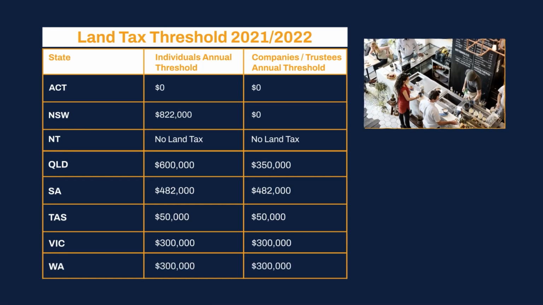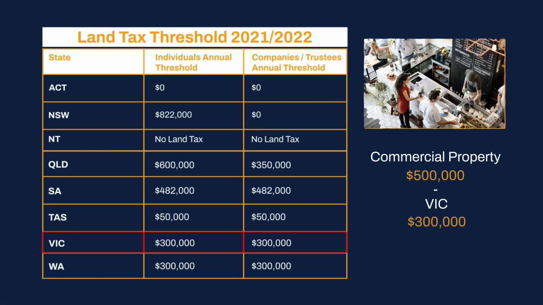Let's say you owned a single commercial investment property with an unimproved land value of $500,000. If the property were in Victoria, you would pay land tax as the threshold is $300,000. So you would pay a percentage of the tax on the amount you are over. So in this case, $200,000. But if the property were in New South Wales, you wouldn't pay any land tax as their threshold is $822,000. Some investors take this into account when considering what location to purchase in and will choose some states over the others.